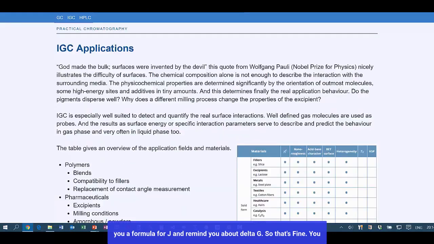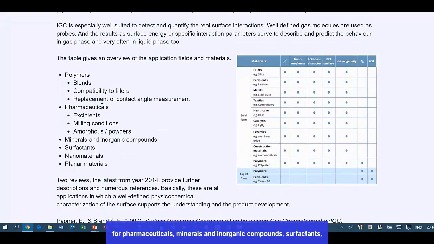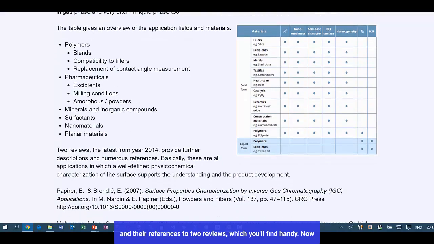So that's fine. You can read about the IGC applications. This chart, again from AD Scientists, gives you some idea that it can be used for polymers, for pharmaceuticals, minerals and inorganic compounds, surfactants, nanomaterials, planar materials. Lots of good things to read there, and there are references to 2 reviews which you will find handy. Now let's get to something more specific.